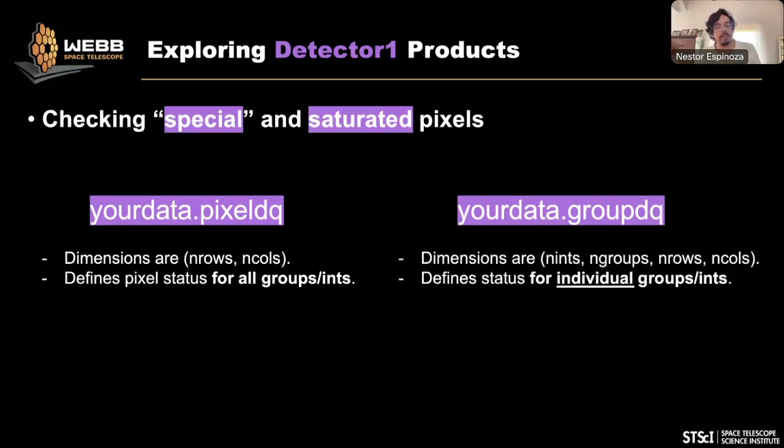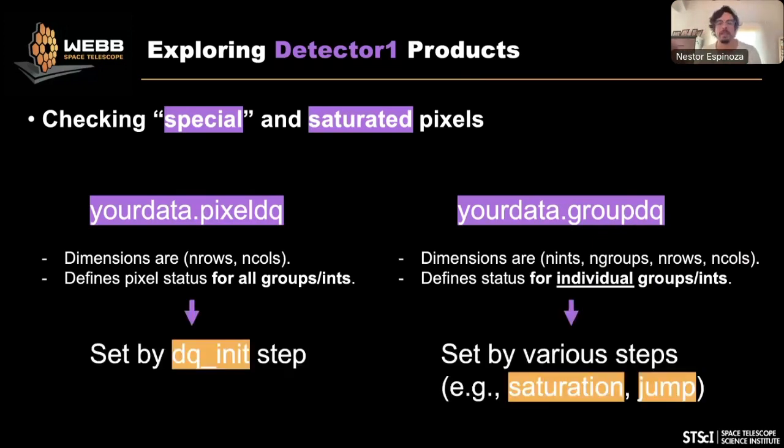The group data quality, which we have not initialized yet, and I'm going to go into that in a minute, defines pixel flags for each group and each integration. For instance, if you have a cosmic ray, then the group data quality will interact with that and will flag that pixel at a given group in a given integration. Or if your pixel is saturated, for instance, then that will get done there. So these two things that you want to pay attention to, the pixel data quality and the group data quality, get initialized by different steps.